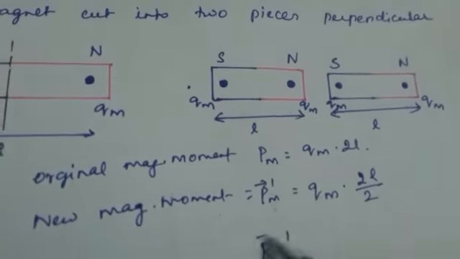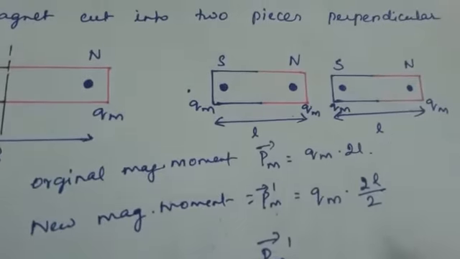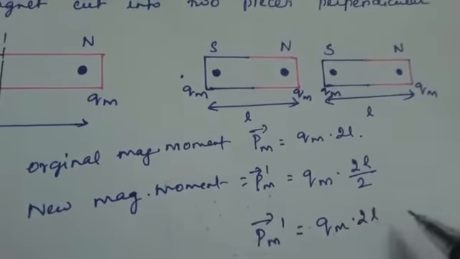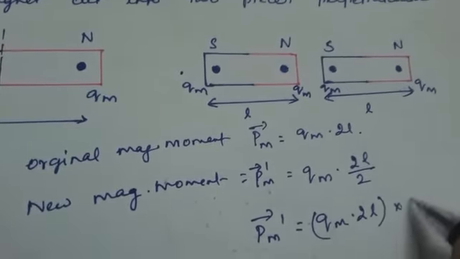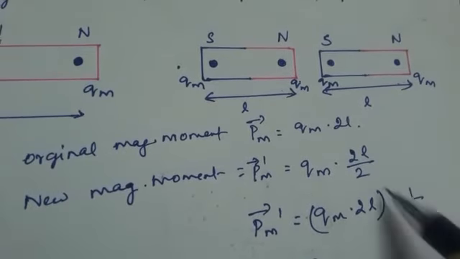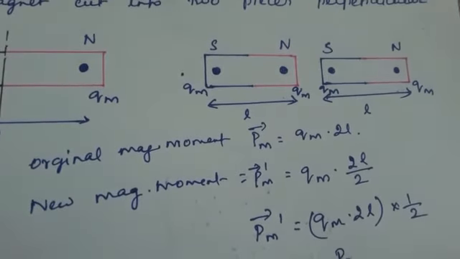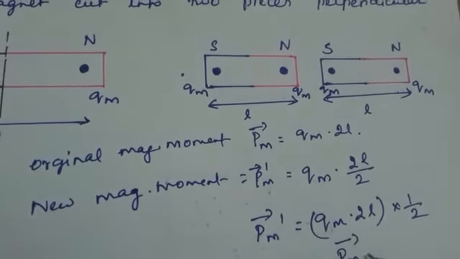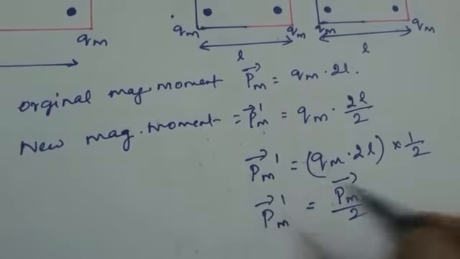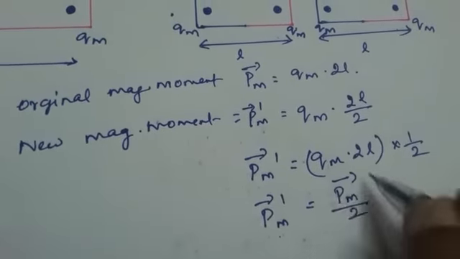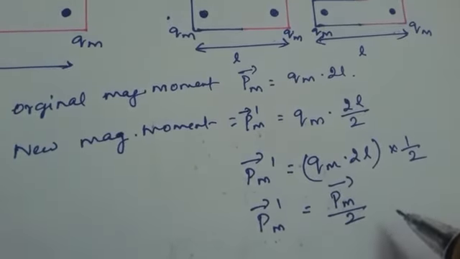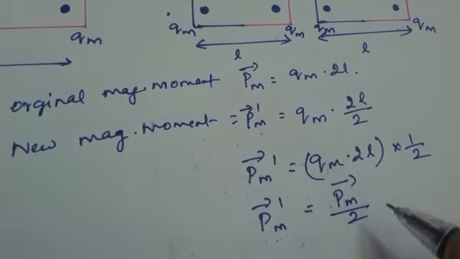Now I'll write Pm dash in vector notation. Pm dash vector is equal to Qm into 2L into 1 by 2. So this can be written as Pm dash vector equal to Pm vector by 2. The new magnetic moment is equal to the original magnetic moment divided by 2, or you can say it is half of the original magnetic moment.